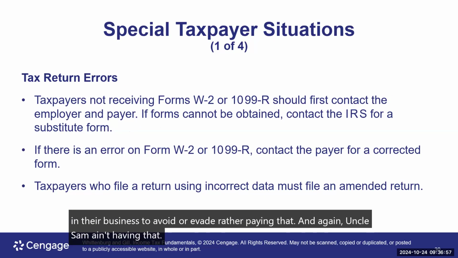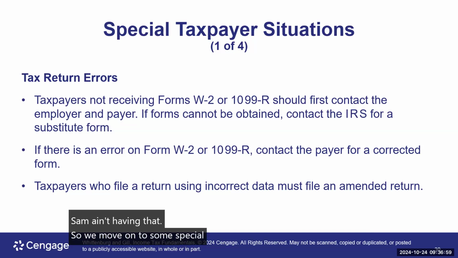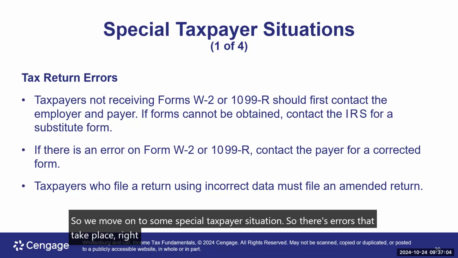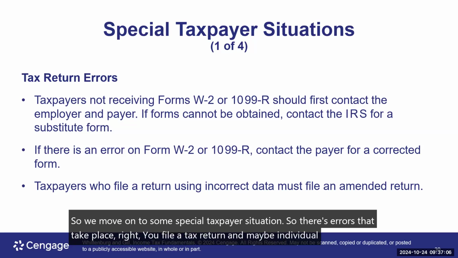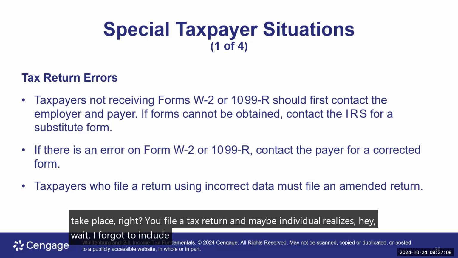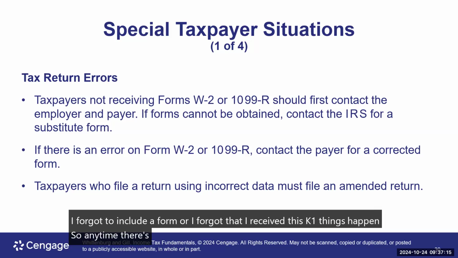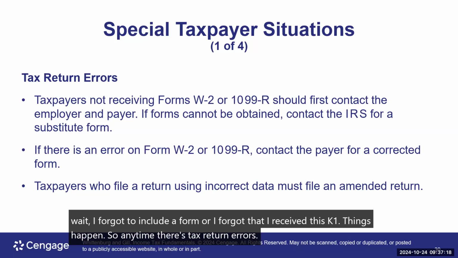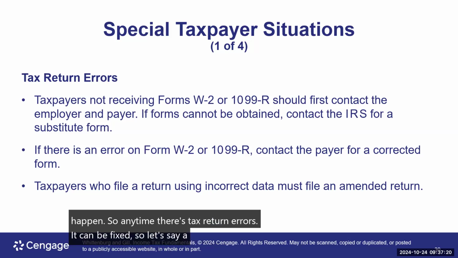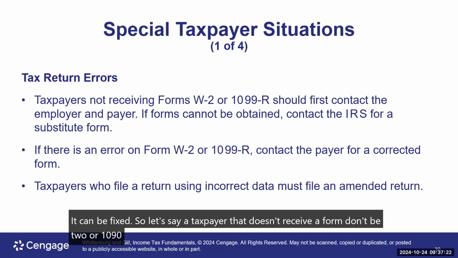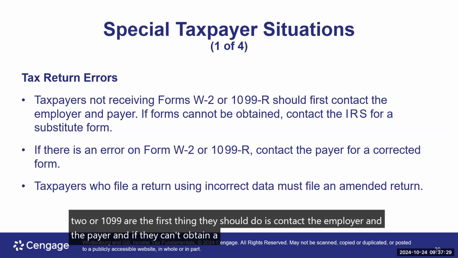So we move on to some special taxpayer situations. There are errors that take place, right? You file a tax return and maybe an individual realizes, hey, wait, I forgot to include a form, or I forgot that I received this K-1. Things happen. So anytime there are tax return errors, it can be fixed. So let's say a taxpayer doesn't receive a Form W-2 or 1099-R. The first thing they should do is contact the employer or the payer. And if they can't obtain a form, they'll contact the IRS for a substitute form.